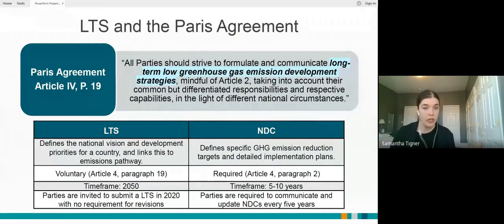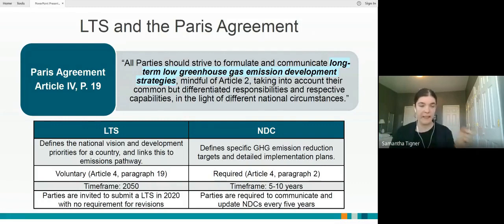As we all know, NDCs are mandatory and they're based on shorter time scales, so 5 to 10 years. These have to be updated every 5 years. These define very specific greenhouse gas emission reduction targets and implementation plans. In contrast, long-term strategies are voluntary, but strongly encouraged. And they also, of course, have this longer view, this longer time scale going all the way to 2050. So there are a lot of connections between these two types of planning documents, but they are not necessarily identical. So I wanted to give you a sense of how they relate to one another.